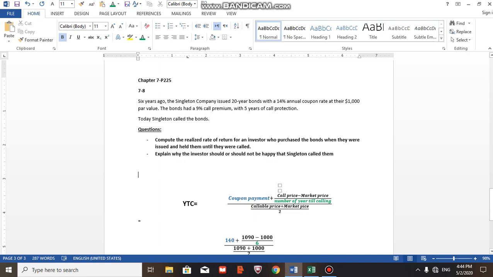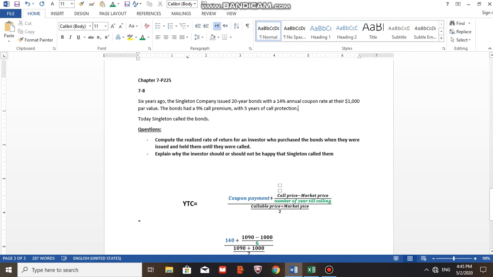Here, before moving to the question, what do we mean by a call premium? It means the bond has a callable price, and the callable price is 1,000 plus 9% of this 1,000. So today, it means in year 6, the company calls the bonds.